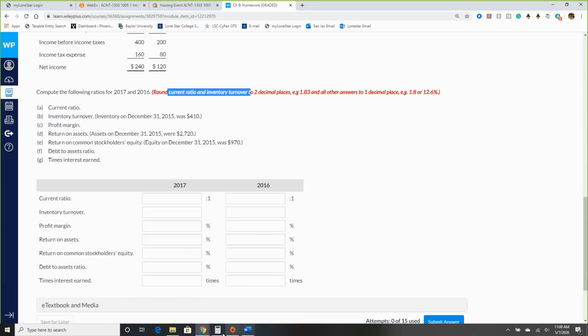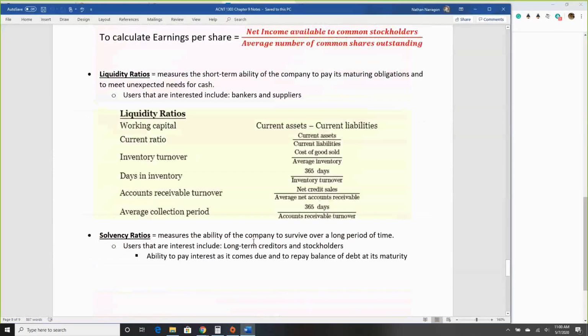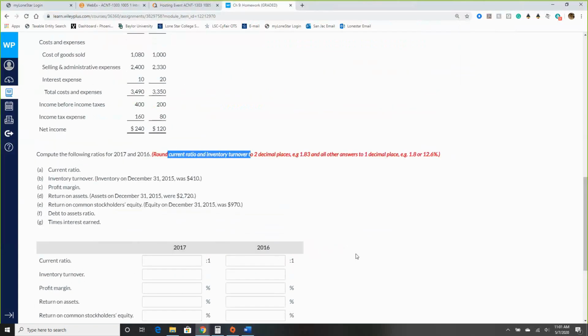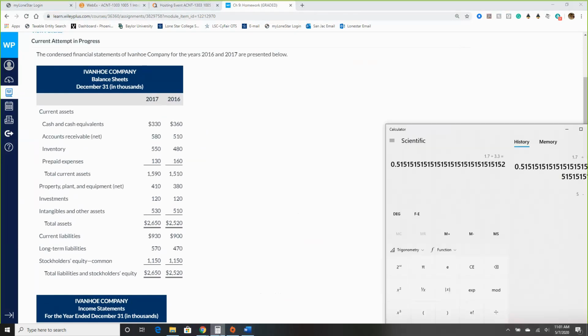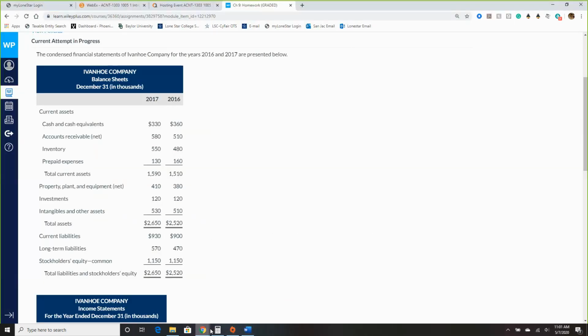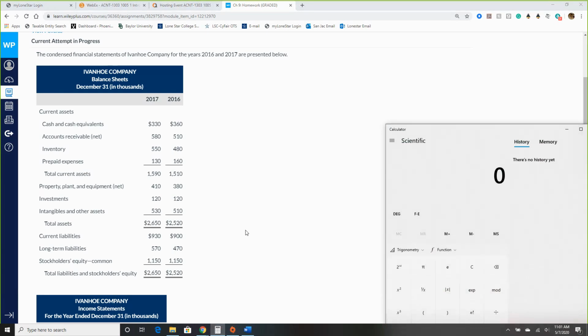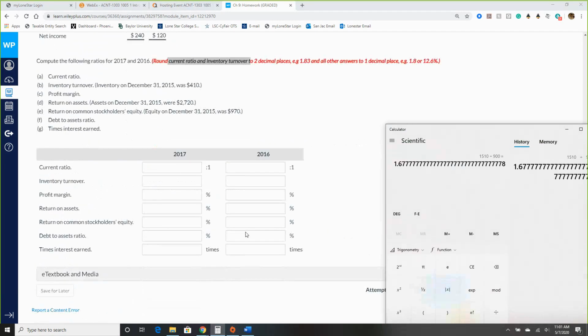Okay, just going through the ratios again. So let's check our formulas. Current ratio again is current assets divided by current liabilities. Do they actually give those to us? They do. There's our current assets and current liabilities. So 1,510 divided by 900. You have 1.68.